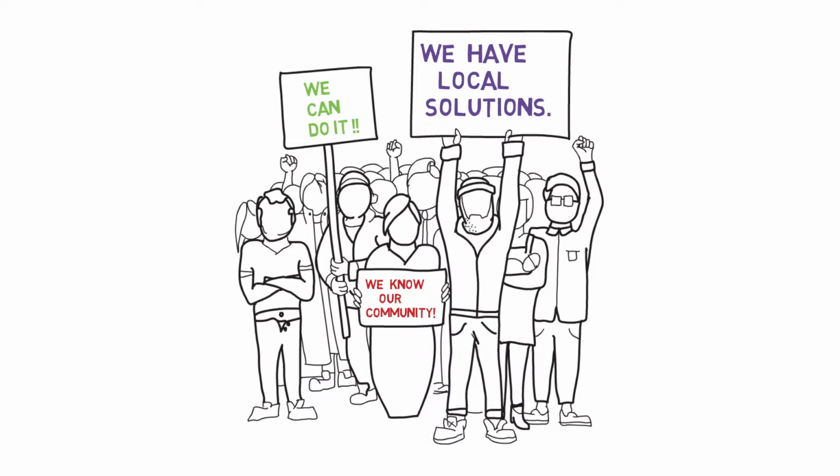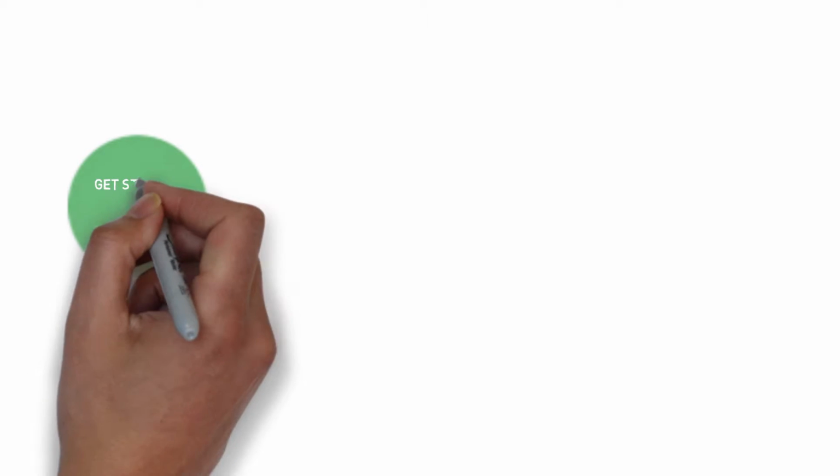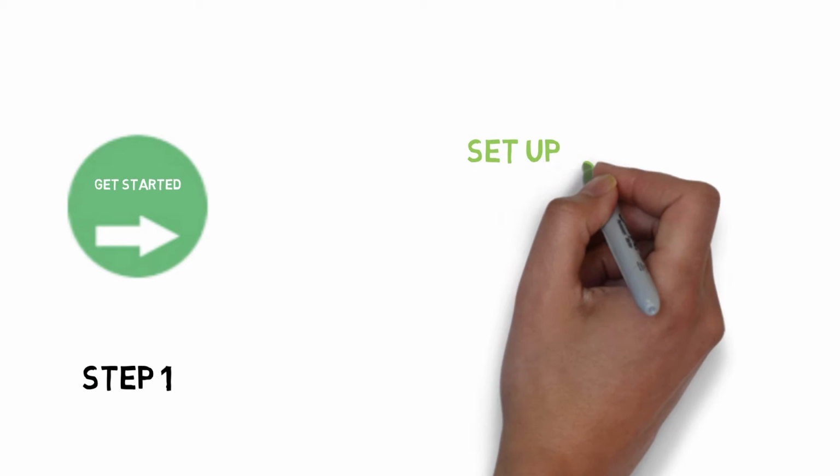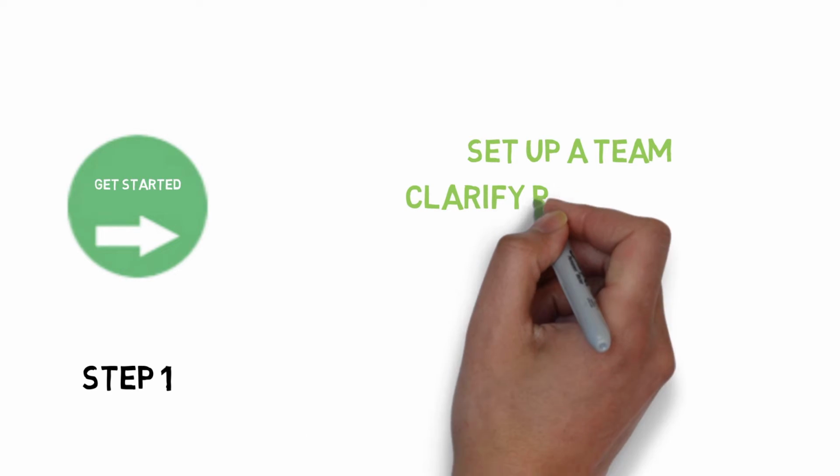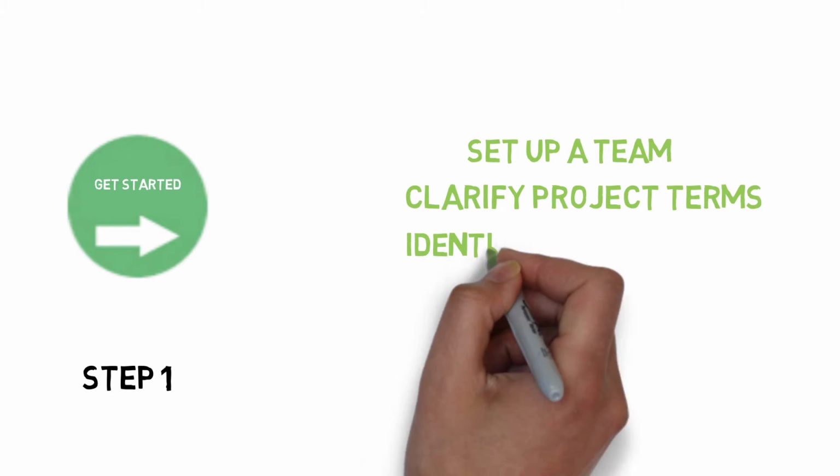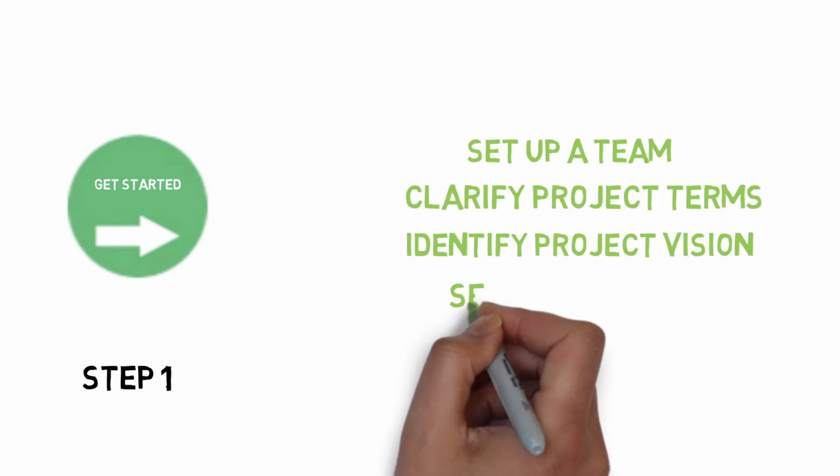How do you offer learner support services? Follow a 4-step model. Step 1. Get started. In this step, you set up a team, clarify your project terms, identify your project vision, and set out your objectives.